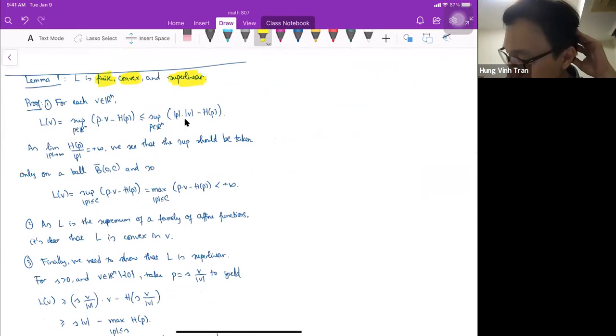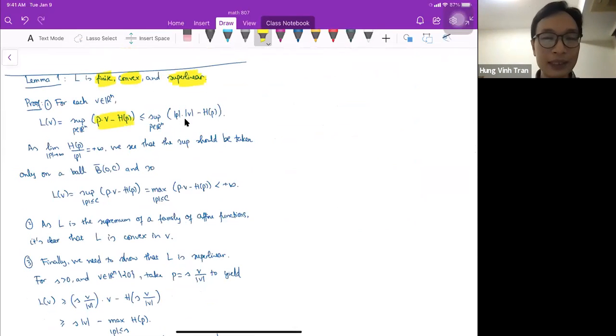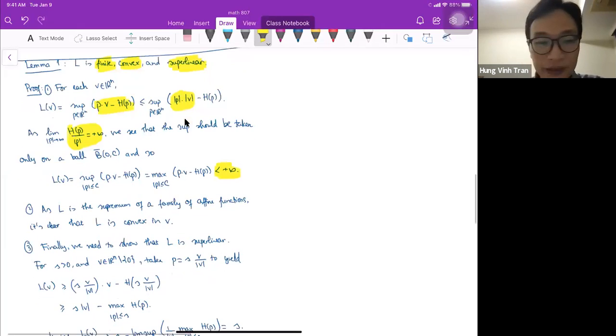So let's see. All right. The first thing is that the function is finite. Why is it finite? What I wrote down there you can see, but basically you can see it like this. p dot v has linear growth, for fixed v, but H of p has superlinear growth, so it grows faster than linear, and that's what makes the value finite. So you see that this one has superlinear growth, and this one just has linear growth. So H of p dominates the linear growth, hence the supremum should happen only on a ball, and hence the value is finite. Okay. All right. So that's the first thing.